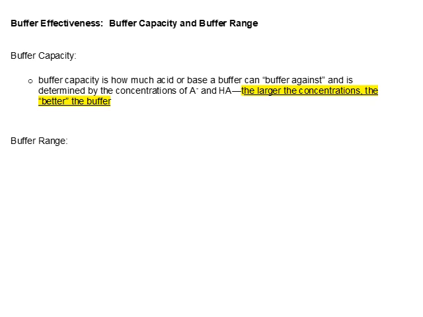Buffer capacity is how much acid or base a buffer can buffer against without changing the pH too much, and is determined by the concentrations of the A- and HA components in the buffer. The larger the concentrations, the better the buffer. Large concentrations of both components give a higher buffer capacity because more buffer components are available to neutralize any added acid or base.